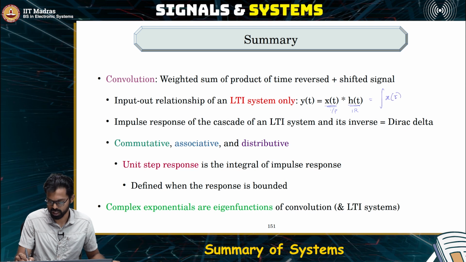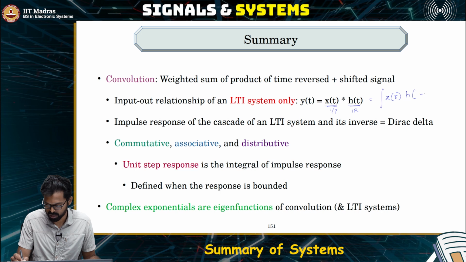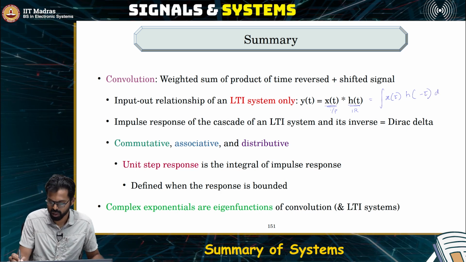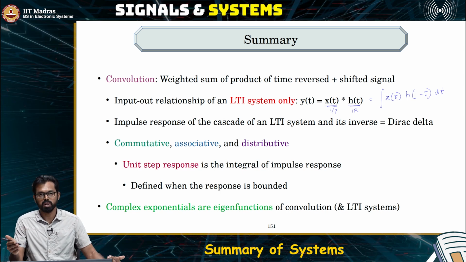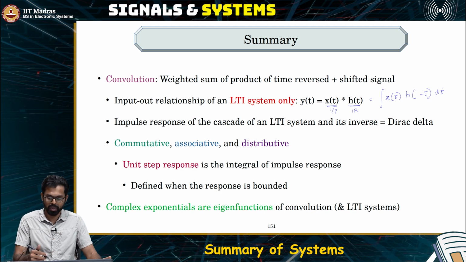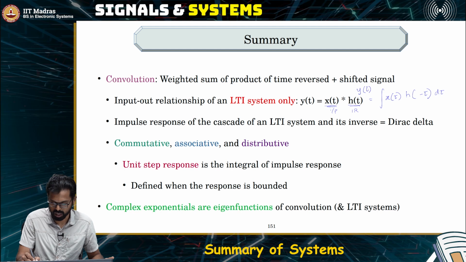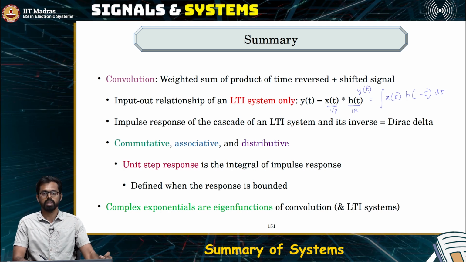You take the signal x of t and multiply that with the time-reversed version of h of t. And you don't simply just time reverse and multiply, but you time reverse and keep shifting this h of t. That is, if you want to find y of t, that is, you want to find the output's value at some particular time t, then what do you do?